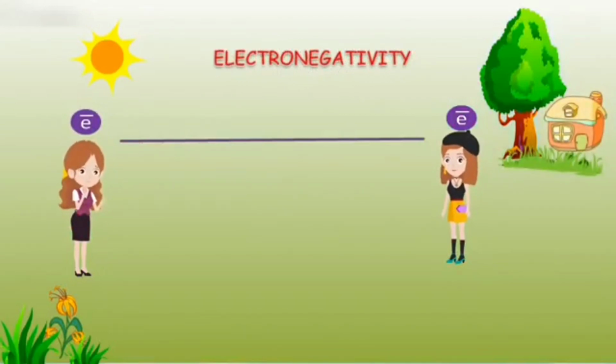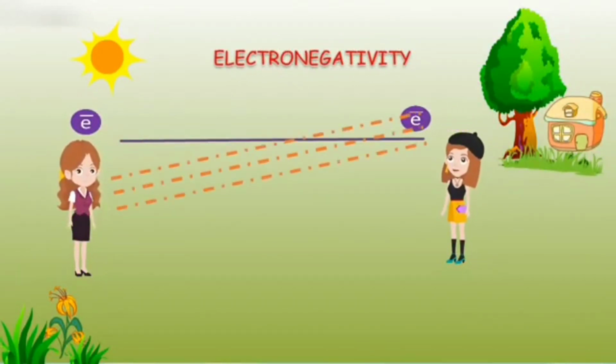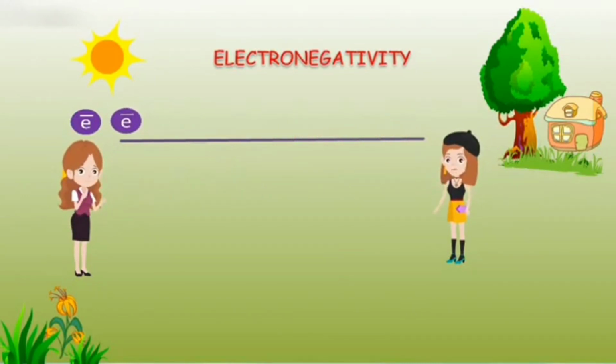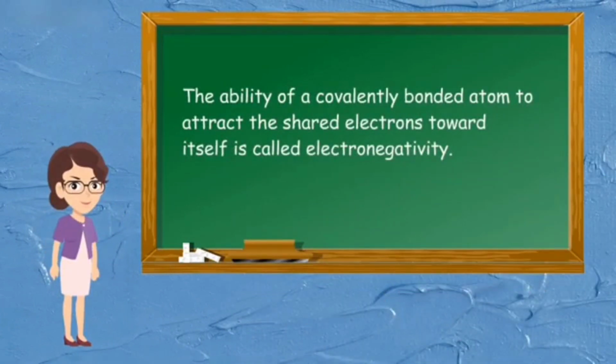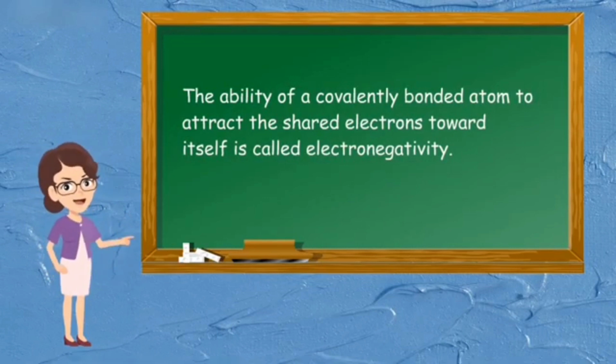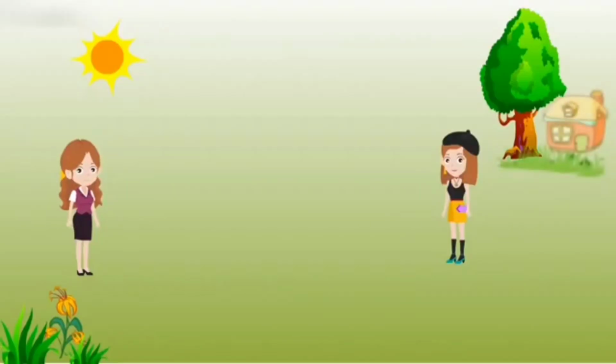So electronegativity, here we have atom A and atom B. Atom A tends to gain an electron. The one without a cap is A and the one with a cap is B. Electronegativity is the ability of a covalently bonded atom to attract the shared electrons towards itself. Let us see it with an example.